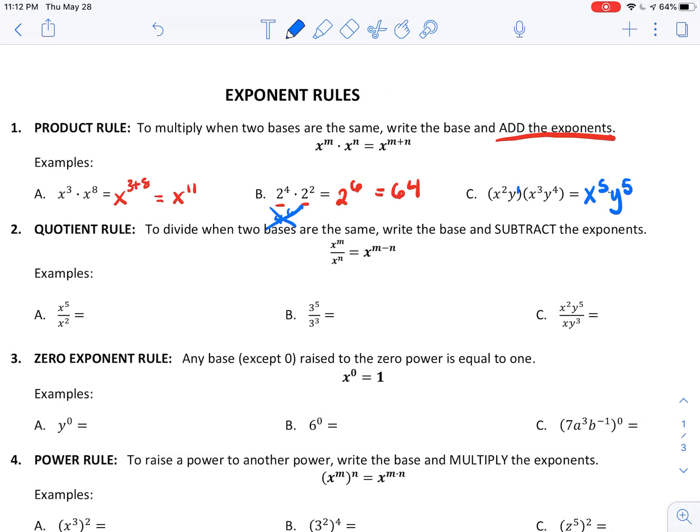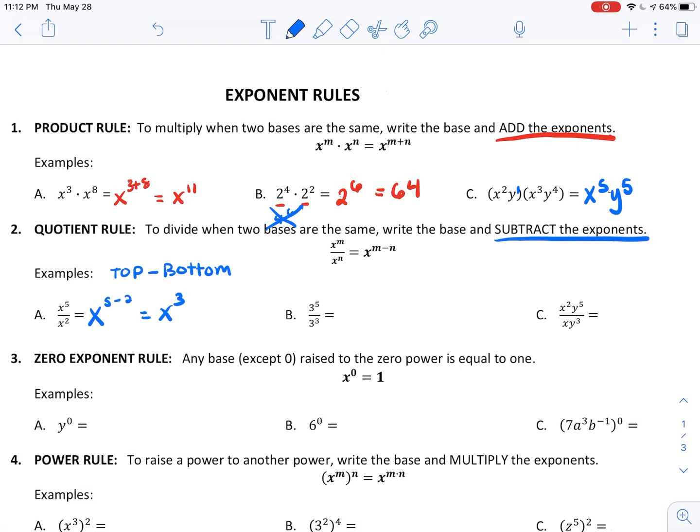So let's continue. Now that was multiplication. What happens with quotient? Okay, when we are dividing and we have the same base, right, we write the base and subtract the exponent. So if we take a look at our example, right, x to the 5th over x squared becomes x to the 5 minus 2, which is 3. Remember, it will always be top minus bottom exponent.